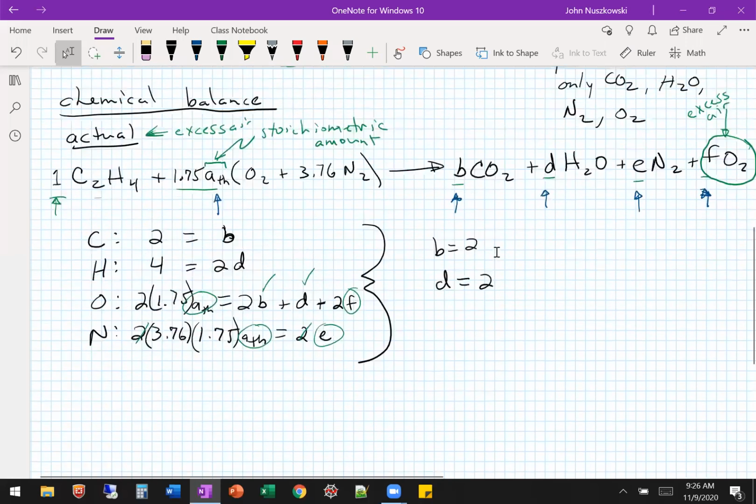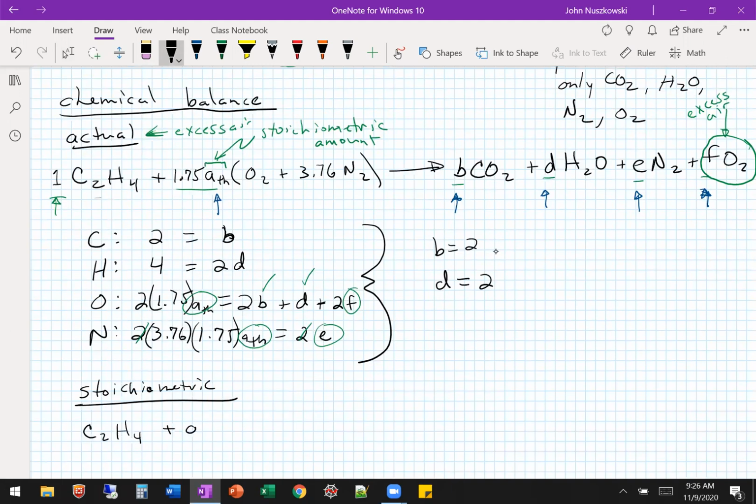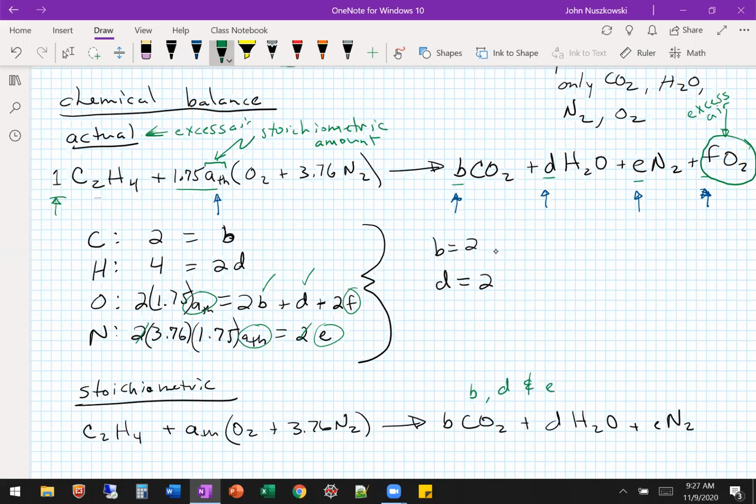So what we do is we just do a quick balance for stoichiometric. We just set it up with C and A theoretical. I use the same coefficients in front because it's just habit, but they're not the same B, D, and E, because the top is for excess air combustion and down here is for stoichiometric. So they're going to be different values of B, D, and E.